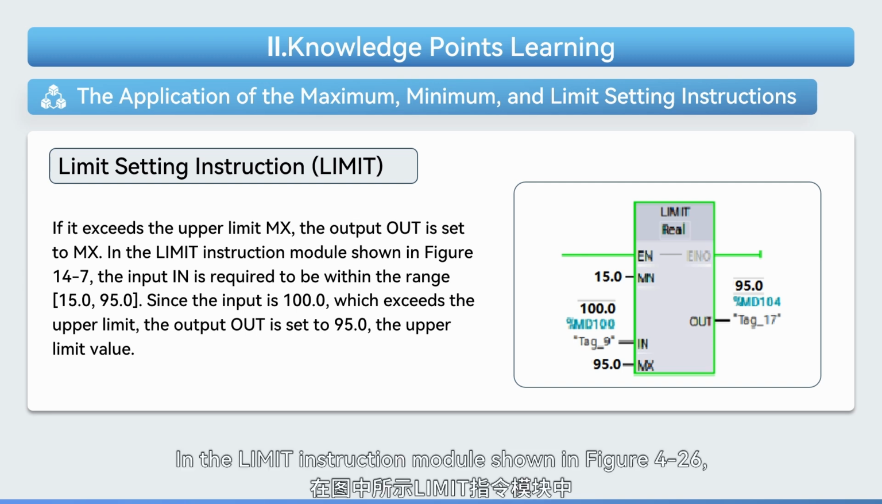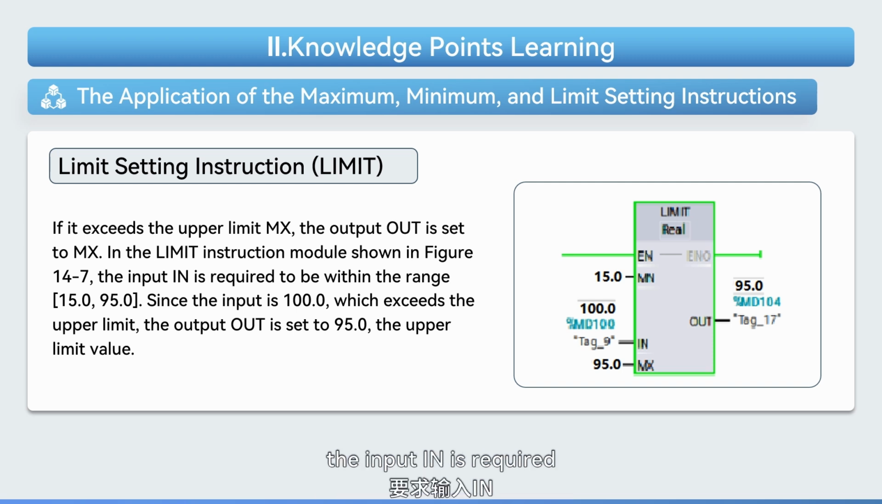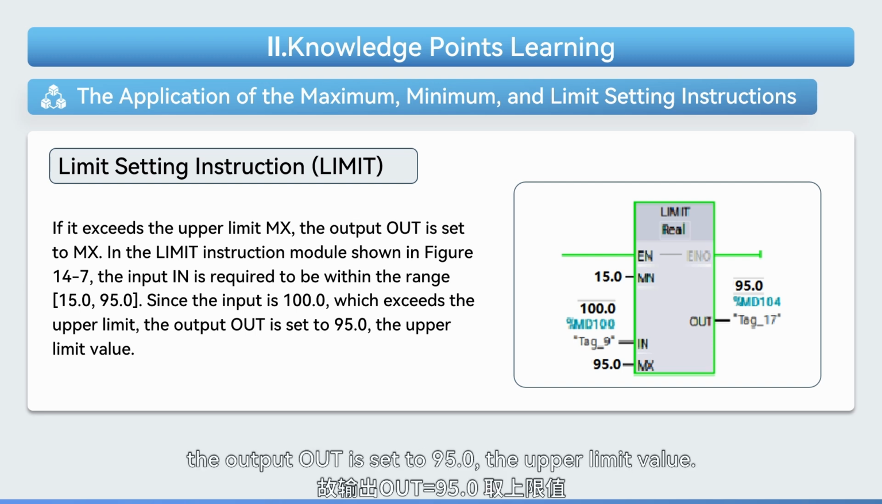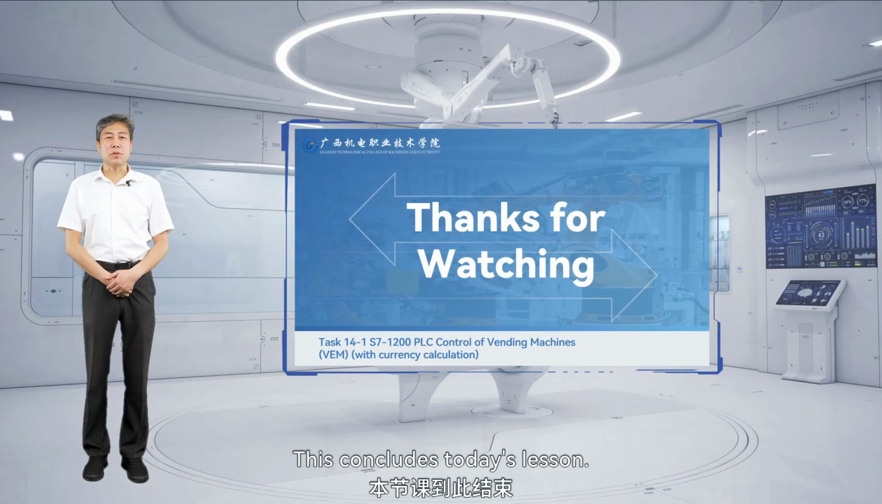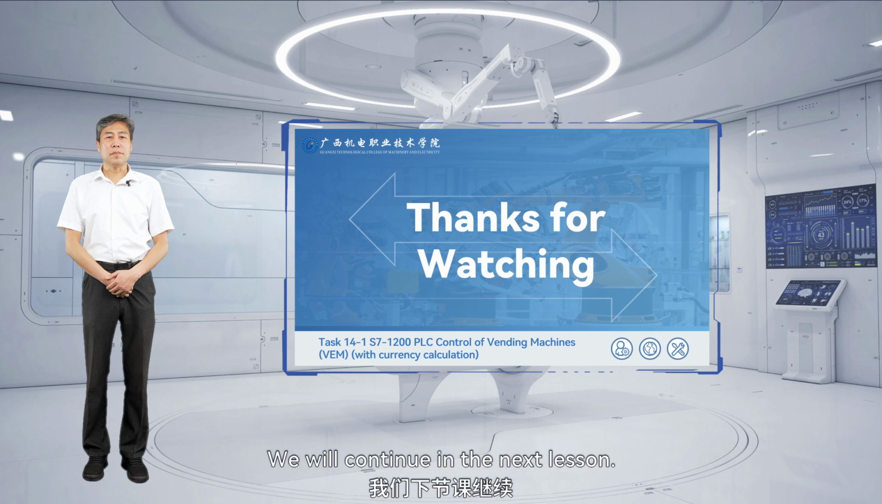In the limit instruction module shown in Figure 426, the input IN is required to be within the range 15.0, 95.0. Since the input is 100.0, which exceeds the upper limit, the output OUT is set to 95.0, the upper limit value. This concludes today's lesson. We will continue in the next lesson.